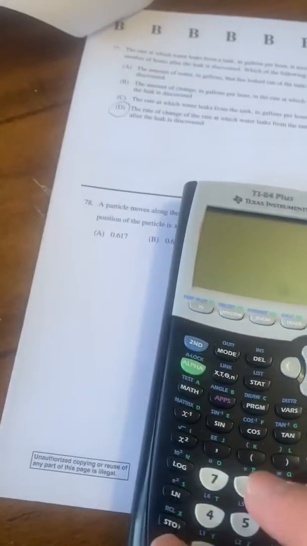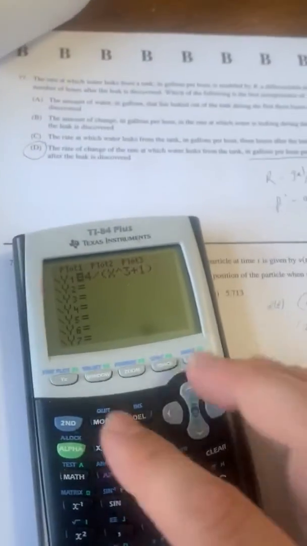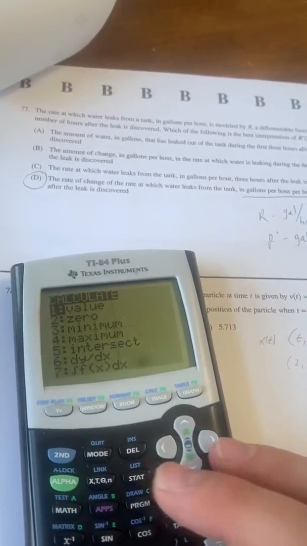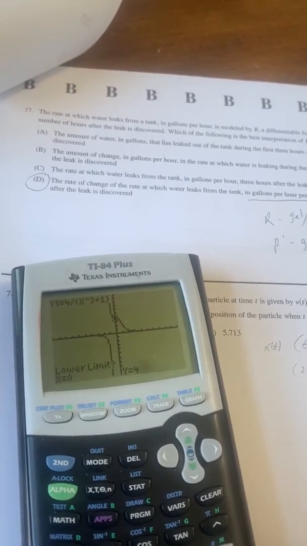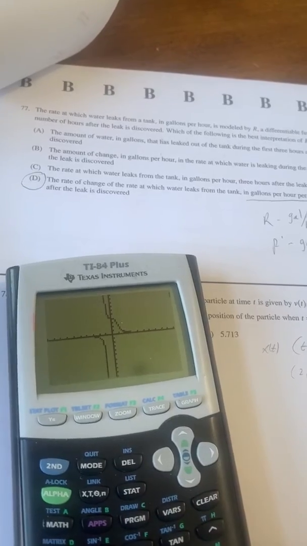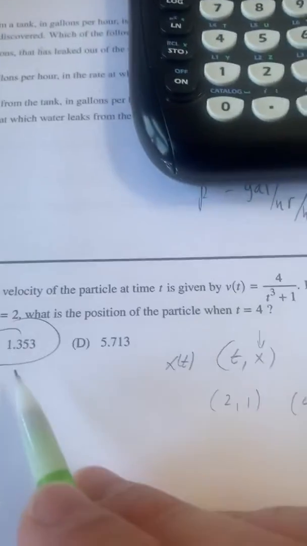So in order to find the position, I've already got this entered into my calculator. And we're going to calculate the integral from 2 to 4. So I'm going to say second calculate 7 because I'm trying to go from rate back to value. I'm going to go 2 to 4. So I get 0.353. That's not my answer though, because I've got to add that to 1, which is how I get the 1.353.